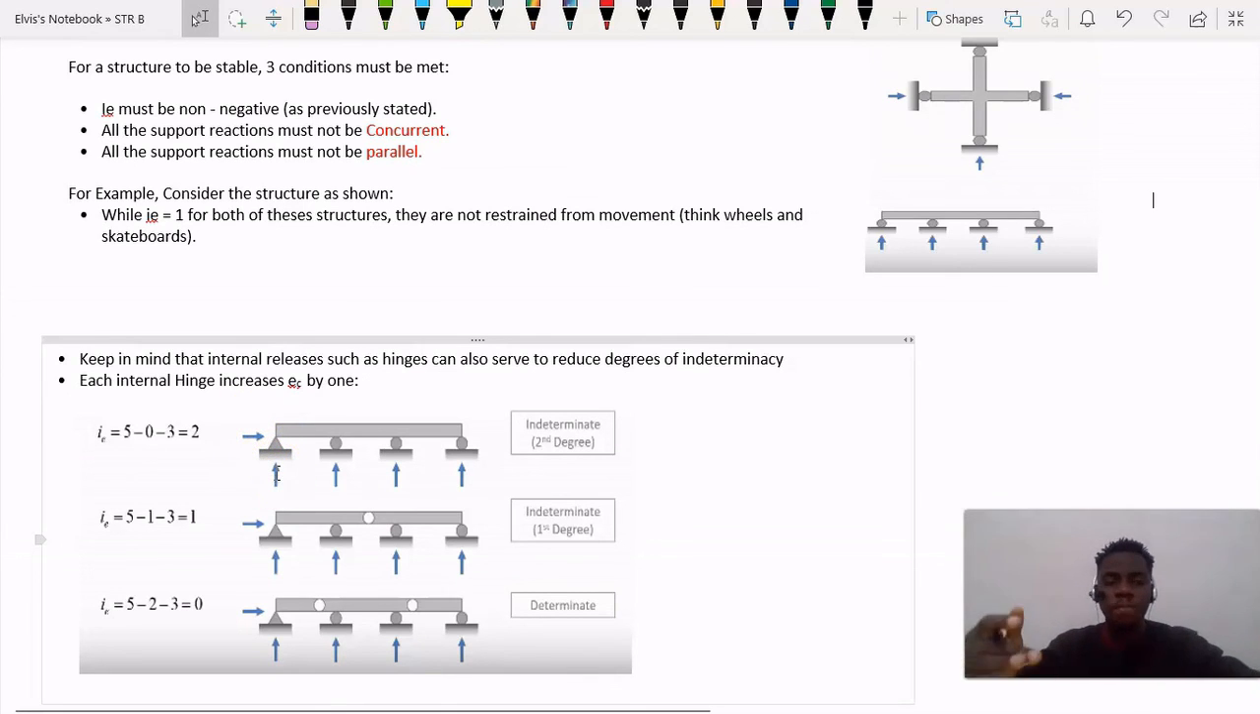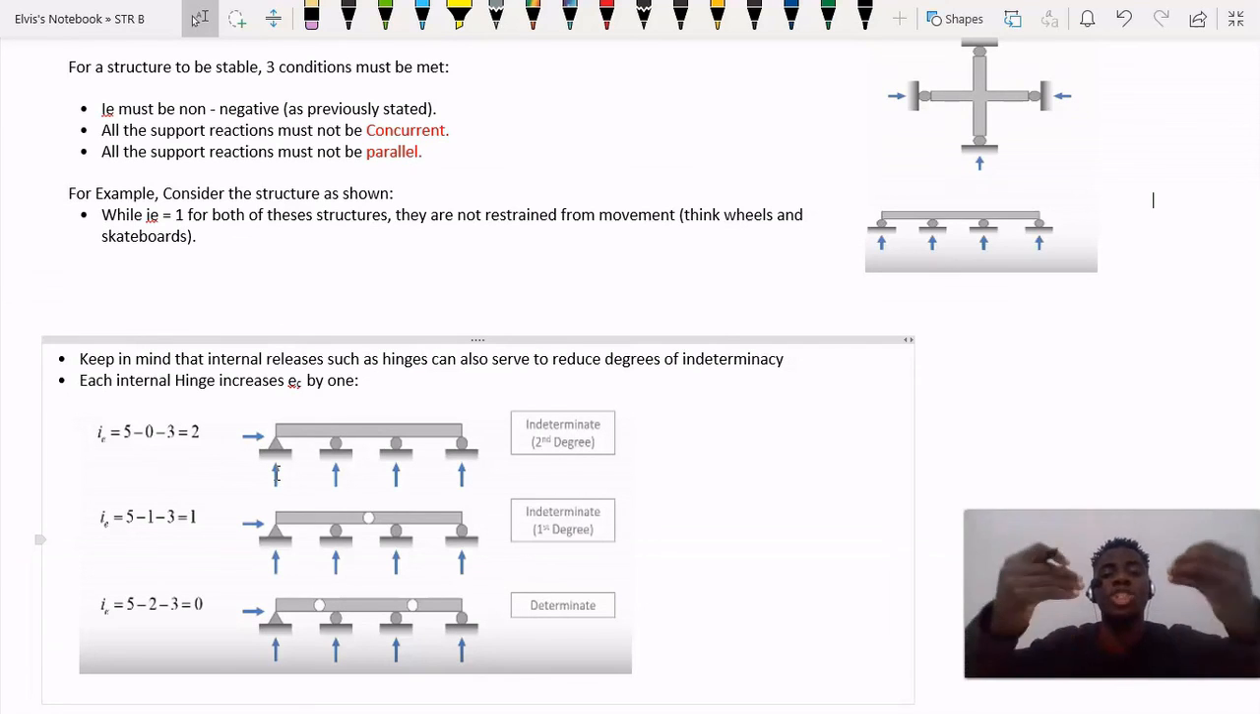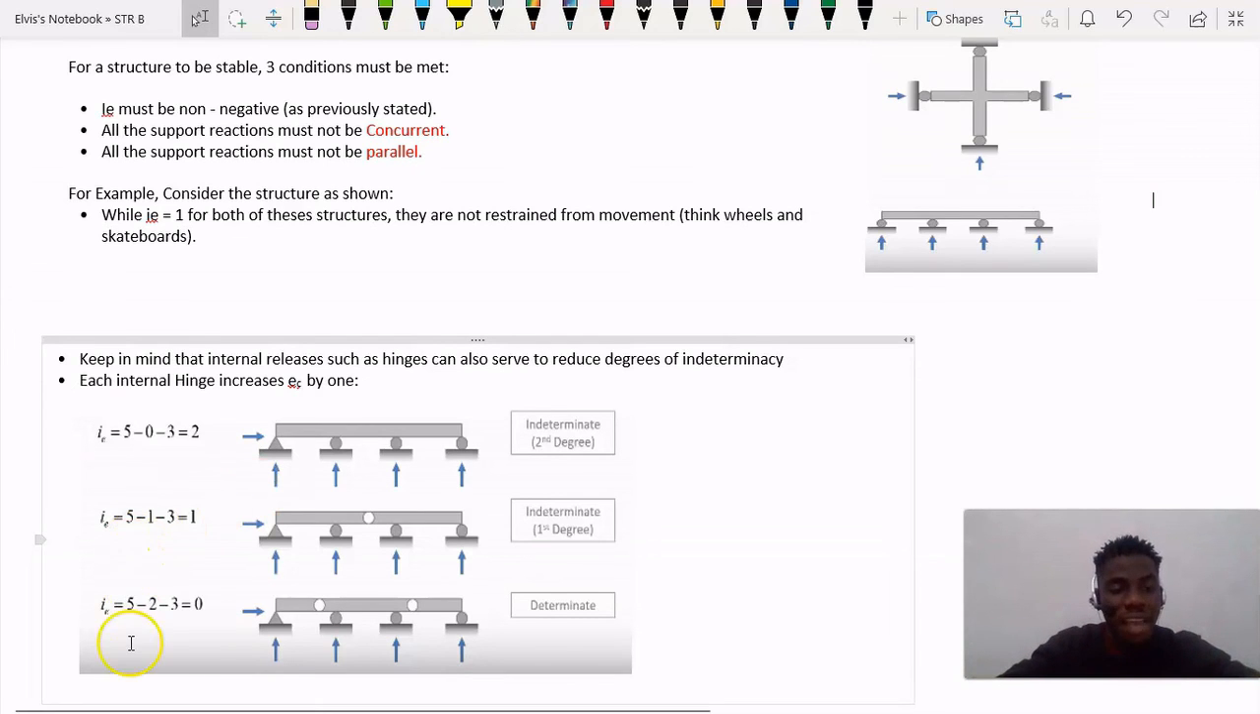Okay, so this is the reason we have hinges. This hinge is going to reduce the degree of indeterminacy. But guys, let's say we apply 2 hinges on this beam. You're going to find out that it reduces the degree of indeterminacy further. So we are going to have 5 minus 2 because we have 2 hinges, then minus 3, which is going to give us 0. So this is going to be a determinate structure. So you need to know that hinges reduce the degree of indeterminacy. This is what you need to know about hinges.